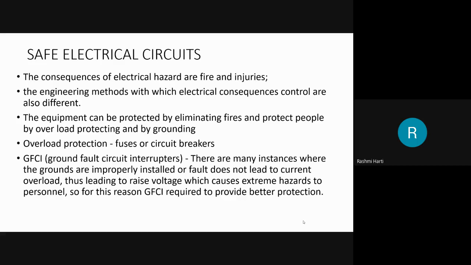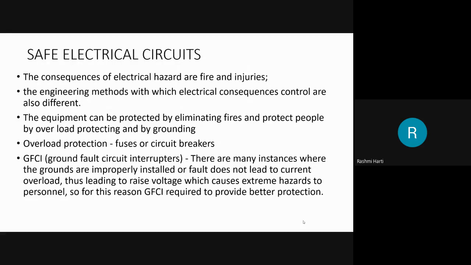Overload protection means fuses or circuit breakers and so on. Then grounding, basically GFCI, that is ground fault circuit interrupters. These are mainly for instances where the grounds are improperly installed, or faults do not lead to current overload, thus leading to raised voltage, which causes extreme hazards to personnel.